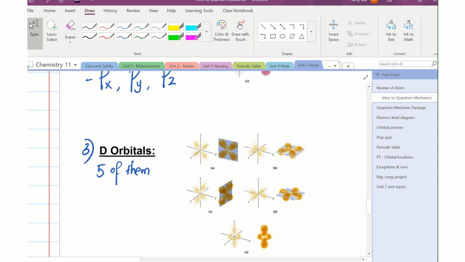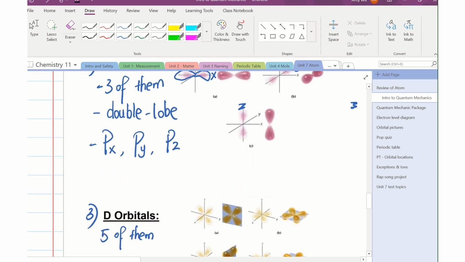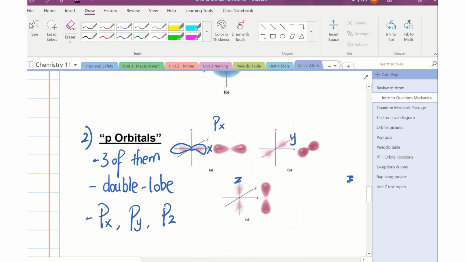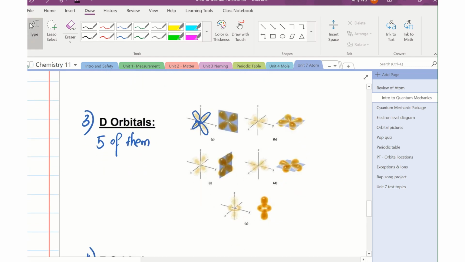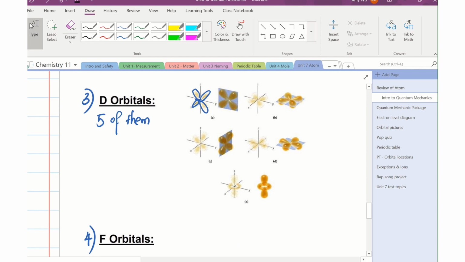If you take a look at the d orbitals, they have four lobes instead of the double lobes of the p orbitals. Here we have four of them. This is called the dxz, and there's dxy, and so on. But again, you don't need to know the names of them. Four of them look like a quadruple lobe, and there is one that looks like a weird shape like this. But again, you just need to know there are five of them.